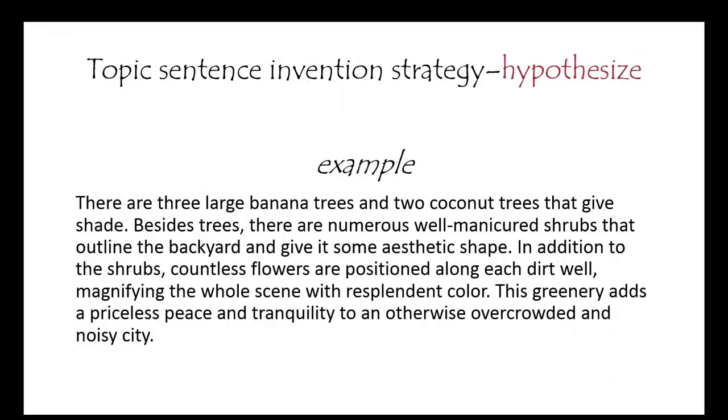So here's an example. I skim it. I see it's about banana trees, shrubs, backyard, flowers, color, peace and tranquility, overcrowded and noisy city. Okay, I think he's talking about his backyard. So the topic might be backyard, and the comment is, I've done some things to my backyard to make it a nice place to hang out.